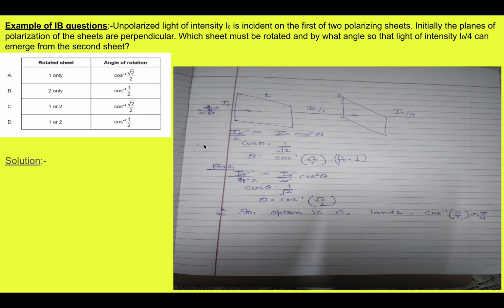Rotated sheets, and the other column is the angle of rotation. A is 1 only, cos inverse of root 2 over 2, and root 2 over 2 is 1 over root 2. Option B is 2 only, cos inverse of half. C is 1 or 2, cos inverse of root 2 over 2. D is 1 or 2, cos inverse of half.